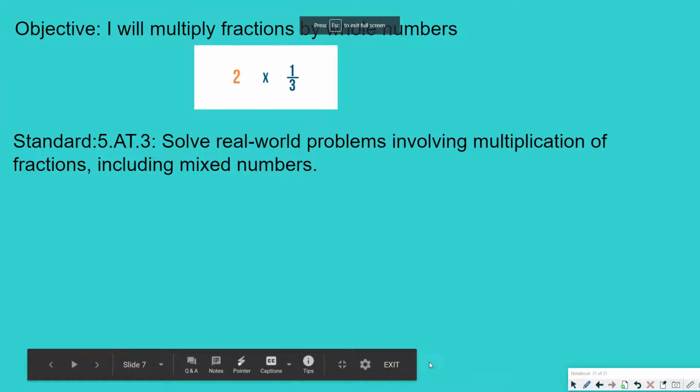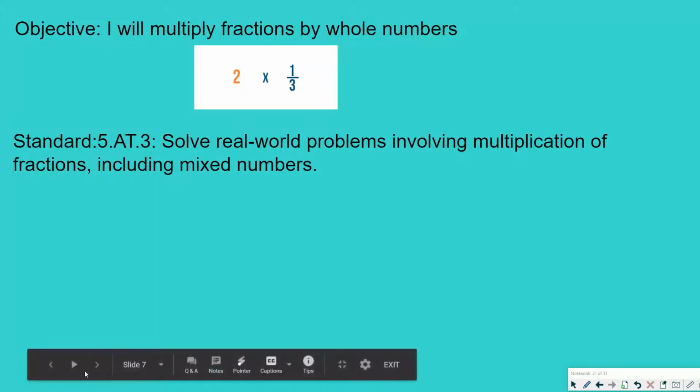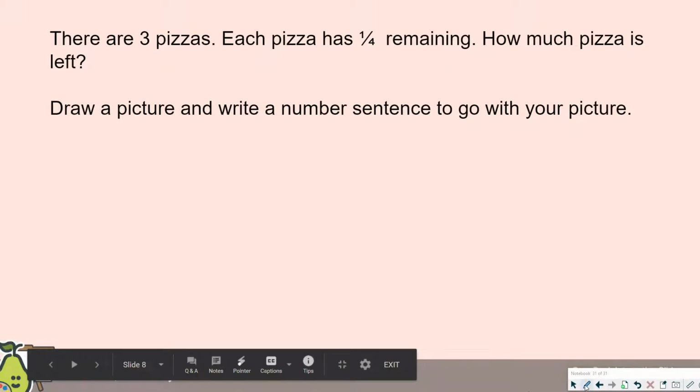Right, so for lesson 6.13 today, our objective is going to be multiplying fractions by whole numbers. When you do this, there's a couple of steps involved, and I'll show you how to do that, and I'll show you some examples with pictures as well. So here's an example. It says there are 3 pizzas.